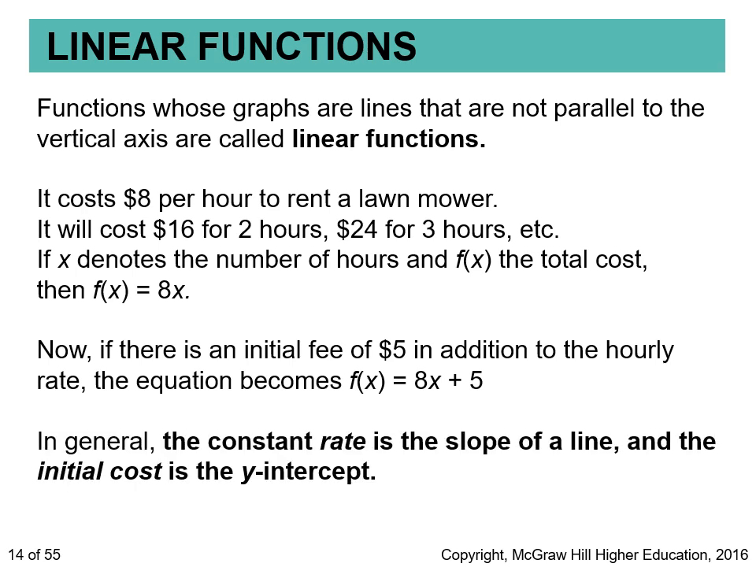In general, the constant rate is the slope of a line. Okay, I highlighted all those. The constant rate was $8 an hour. It's the number in front of x. That is the slope. And the initial cost, $5, is the y-intercept.